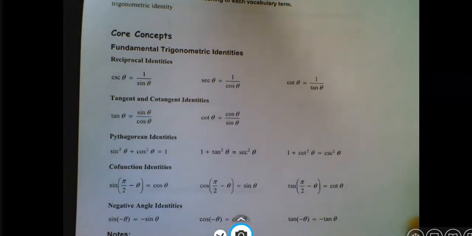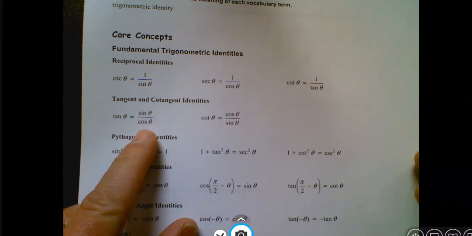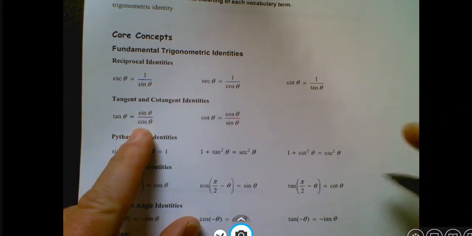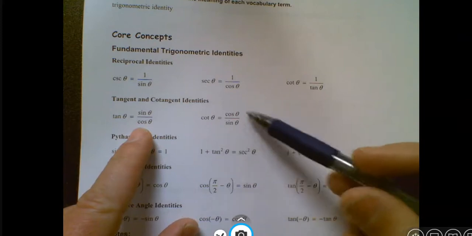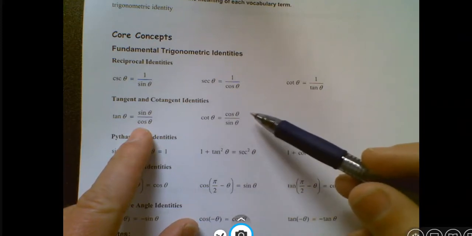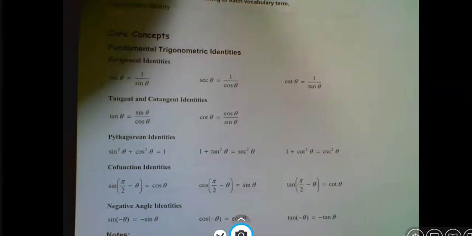We also took a look at tangent being y over x. Remember that our sine value represents the y coordinate. Our cosine represents the x coordinate. So since tangent is y over x, that's the same thing as saying sine over cosine. And then cotangent would just be the inverse of that. So if we were doing cotangent, instead of sine over cosine, it would just be cosine over sine. So those are the most basic ones we need to know.